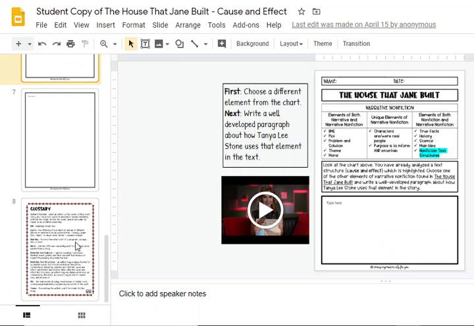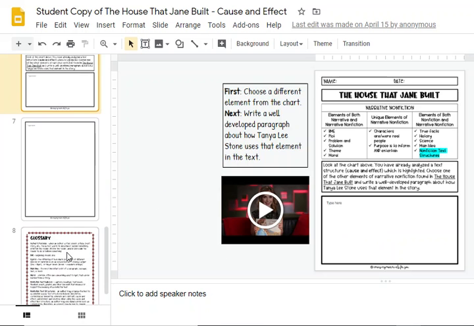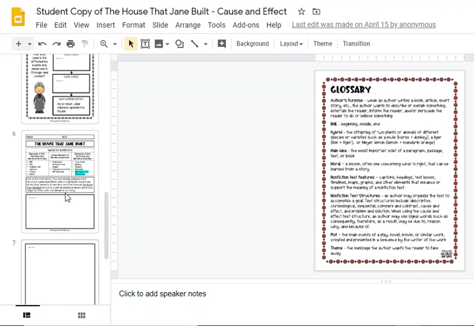Okay, so that is it. And as always, the glossary is included if you need to look at the glossary.